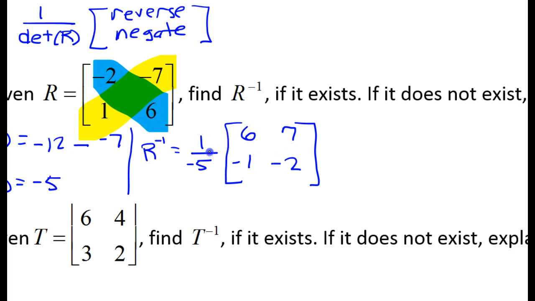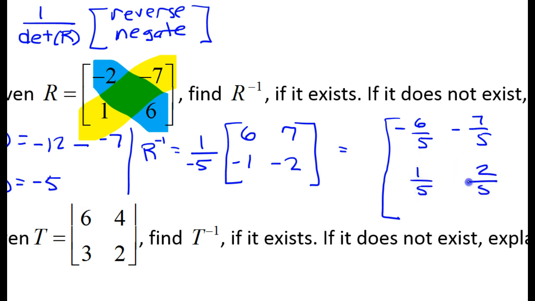Just remember, multiplying by negative 1/5 is the same thing as dividing by negative 5. So I'm really just dividing each of these by negative 5. So what am I going to get? This is going to be negative 6/5 and negative 7/5. A negative divided by a negative is a positive. So that's going to be positive 1/5 and positive 2/5. And that's it. This is our inverse.